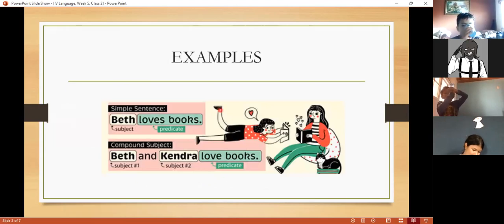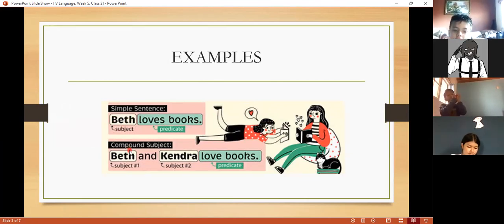For example, this is a simple sentence. Beth loves books. We're talking about just one girl. This is Beth. She loves books. What is the subject? The subject is Beth and loves books is the predicate. So the subject, Beth, is the simple subject.